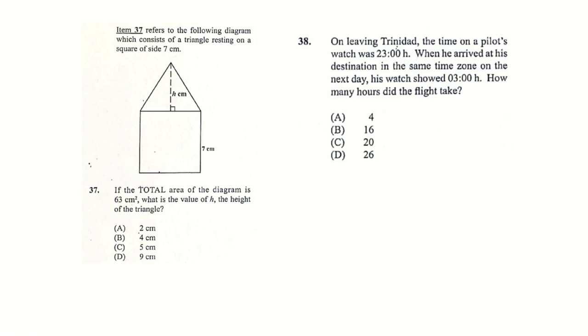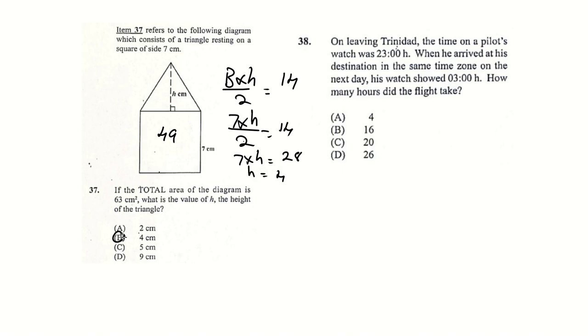This one: the total area of the diagram is 63. What is the height of the triangle? So this is 49. Base times height over 2 is equal to 63 minus 49, which is equal to 14. So 7 times some value, my height, over 2 is equal to 14. So 7 multiplied by h is equal to 2 times 14, which is 28. So h is equal to 4. So the answer is B.